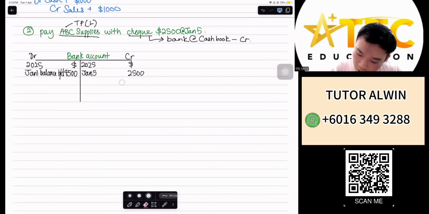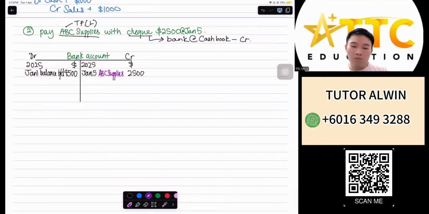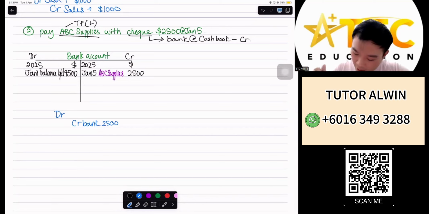Okay, let's change to a different color. For this, I put ABC supplies. Now, bank is credited. So what to debit then? Just now, who did we write, what items did we write on? We wrote ABC supplies. So once the bank account is credited with ABC supply, therefore ABC supply will be debited. This is how it works. So we write ABC supplies.